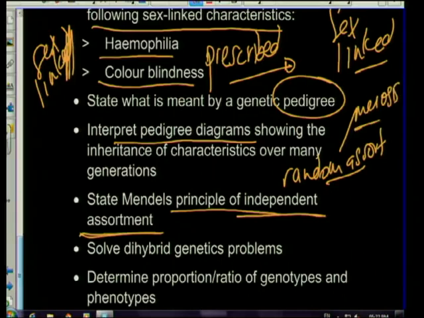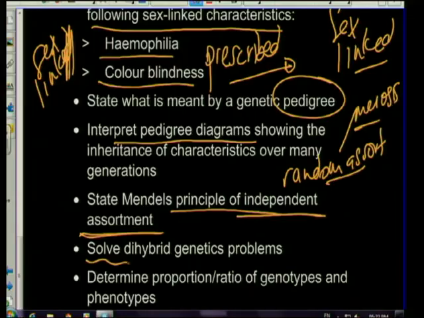It's not the same as independent assortment. In independent assortment, we talk about the fact that if an allele is on a different chromosome, then when these separate, they do not affect each other. So when they assort, one characteristic, or one allele, is not affecting another one.